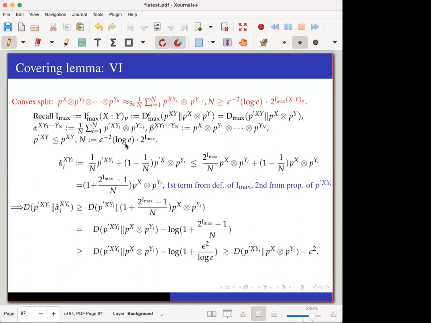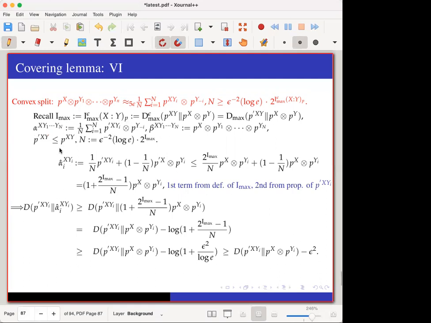That's it. Okay, so we want to prove the statement, convex fit. Let's just give a shorter notation. I max is the smooth max relative information. Remember, p prime was the optimum in the smoothing. So this is actually the D max of p prime with respect to the product of the marginals according to the original p. This was my alpha. This was my beta.